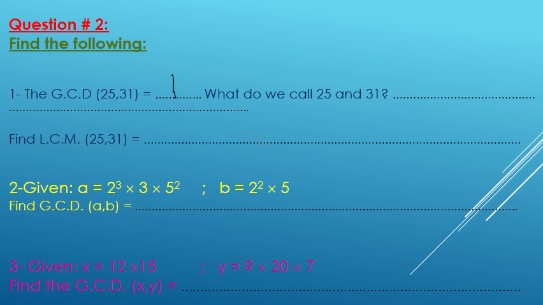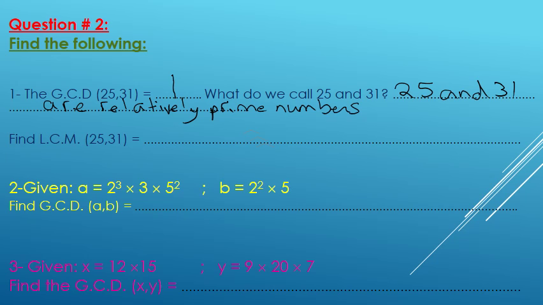Can you tell us, Hassan, why it is equal to 1? Because 25 and 31 are relatively prime numbers, because their GCD is 1.